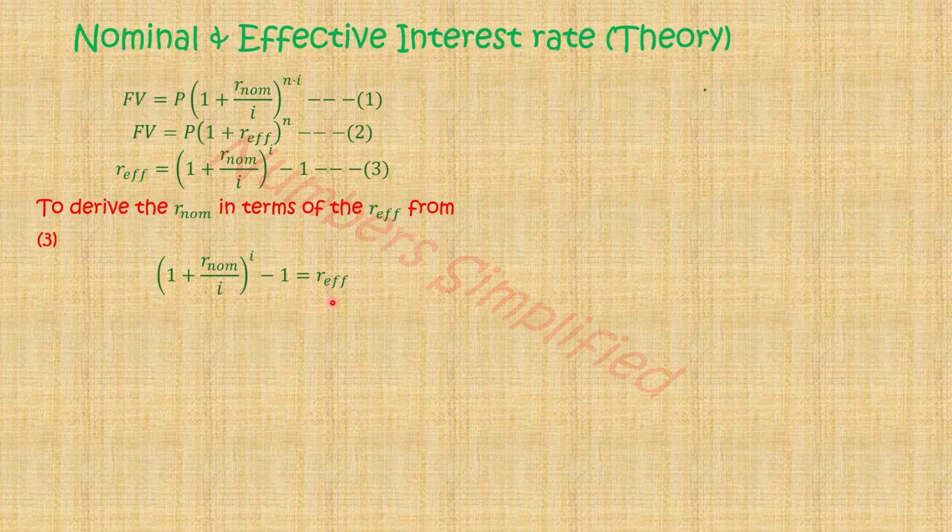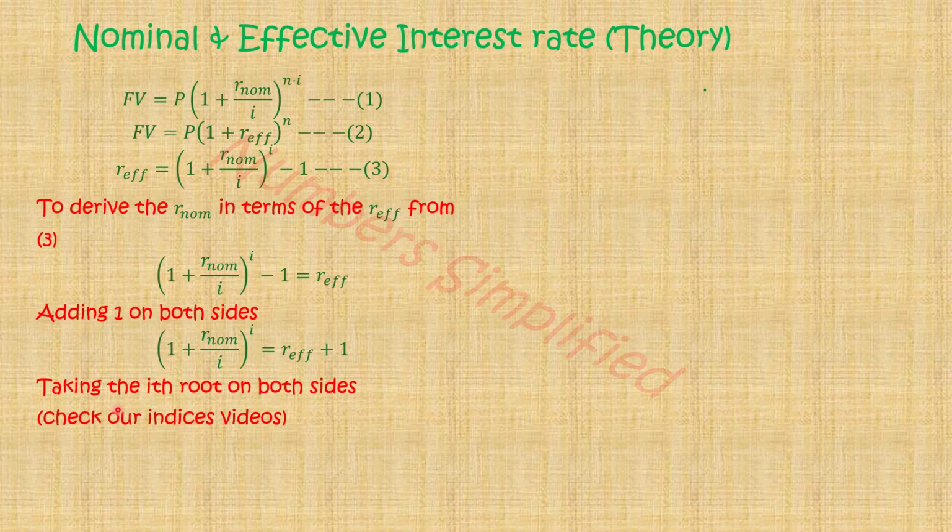So we start by adding 1 to both sides because we are trying to make the nominal interest rate the subject of the formula. Adding 1 on both sides, we are going to have 1 plus nominal interest rate divided by I, all raised to the power I, is equal to the effective interest rate plus 1. The next thing is to take the ith root on both sides. And if you don't understand what this is all about, I encourage you to check out our indices video, for we cover such concepts. Now, taking the ith root, we are going to have that bit over there. What we do on the left-hand side, we always do on the right-hand side. That's how we deal with equations.